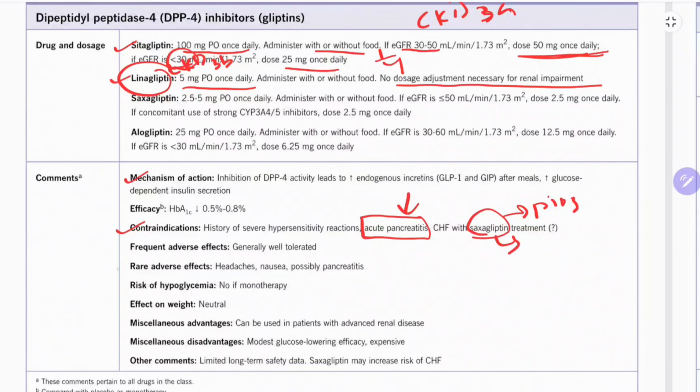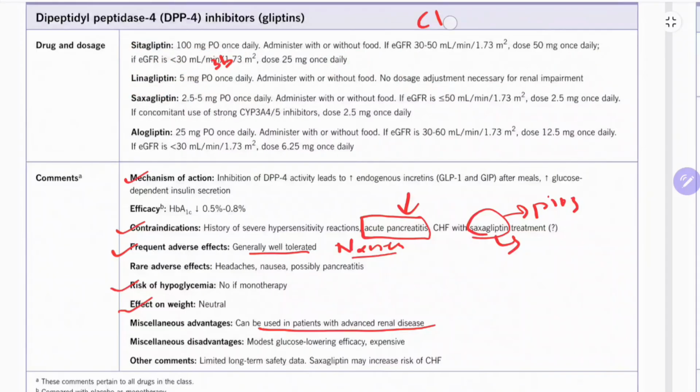DPP4 inhibitors generally are well tolerated. Nausea is a very common effect. Patients will feel dyspepsia, a nauseating feeling. There is no risk of hypoglycemia. They are weight neutral, and they can be used in patients with advanced renal disease also. Okay, that's all about DPP4 inhibitors.